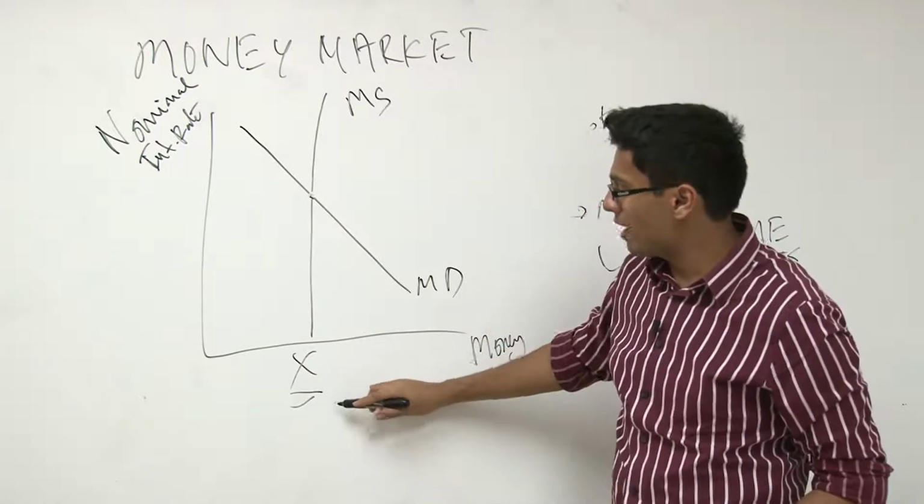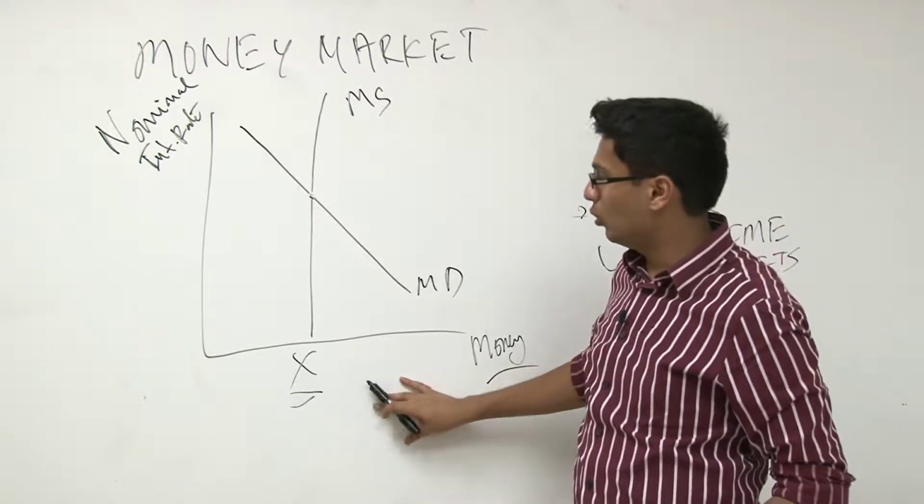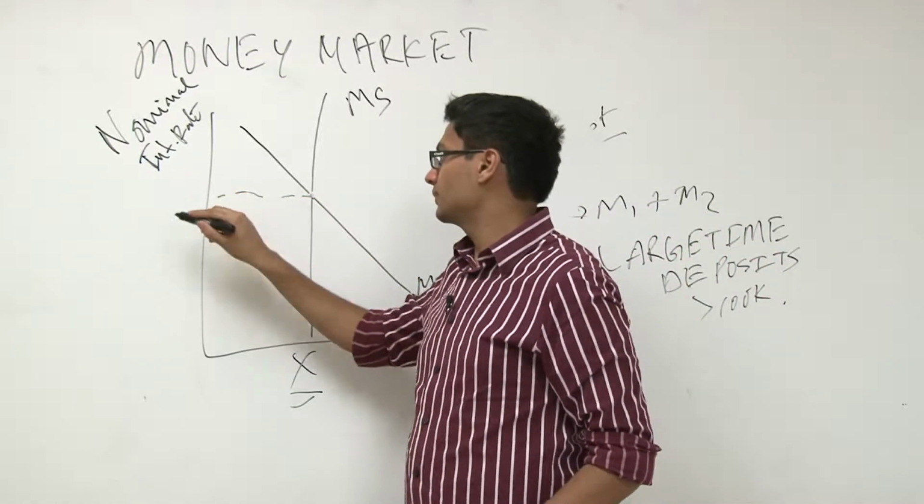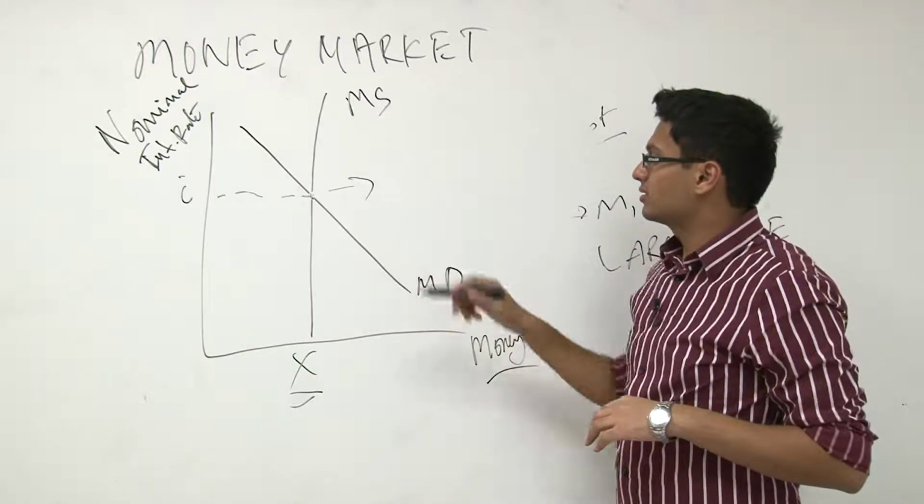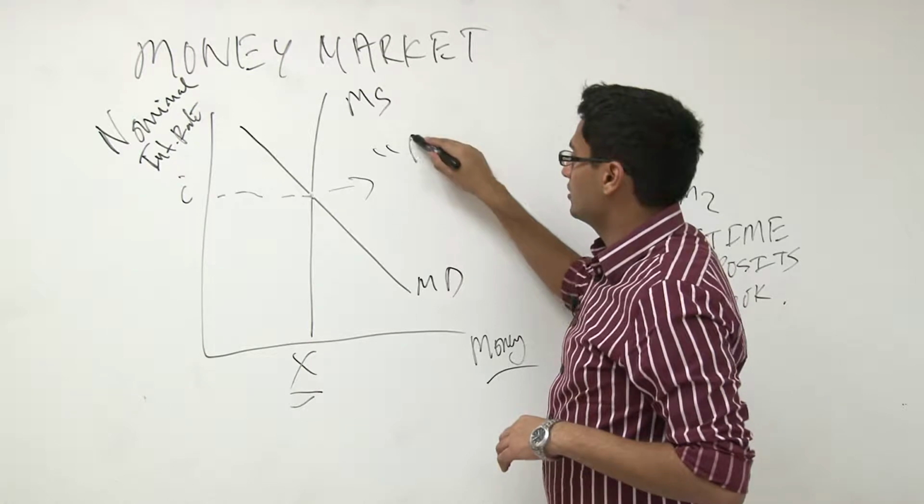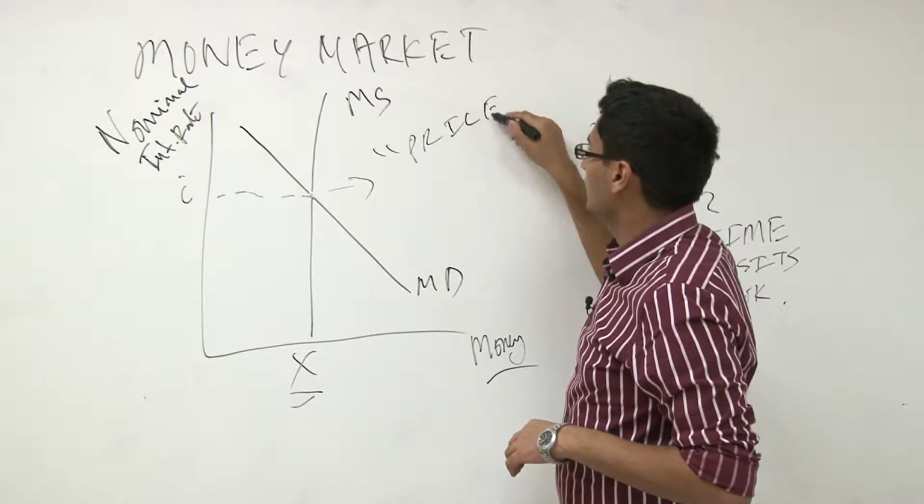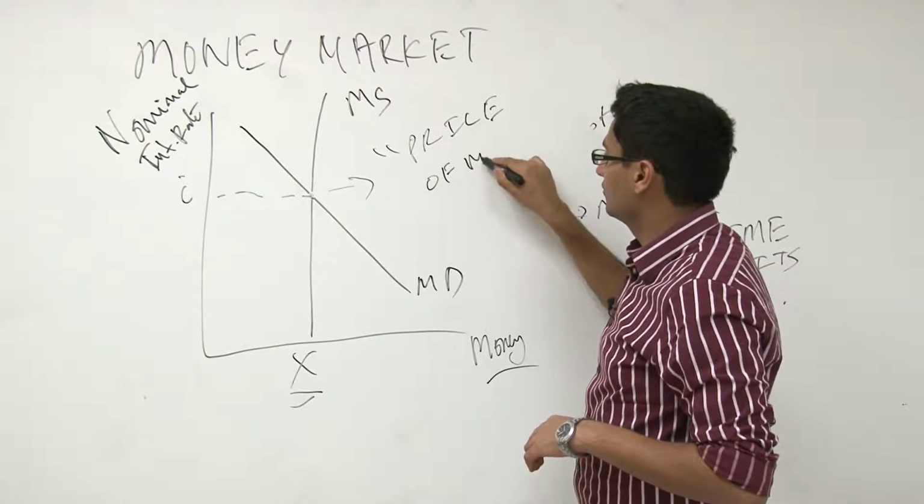So we have a particular amount of money in the market as a whole, and then we have a nominal interest rate. This, according to Keynesian economics, is called the price of money, right?